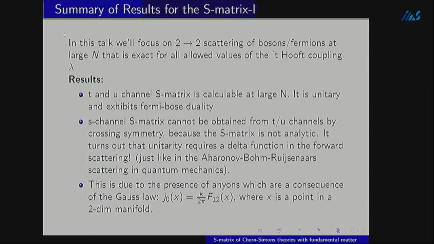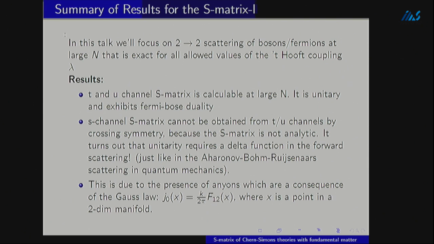And it turns out that it's not analytic because unitarity requires a delta function in the forward scattering. This is a very old problem, and I will detail a little bit to you about this. It is the Aharonov-Bohm effect, basically. The reason is that the Chern-Simons matter theory has a very fundamental equation which says that the colored charge density is equal to k upon 2 pi times the field strength, which basically means that every charged particle carries magnetic flux.